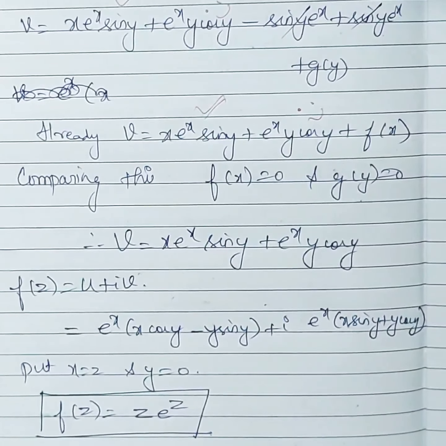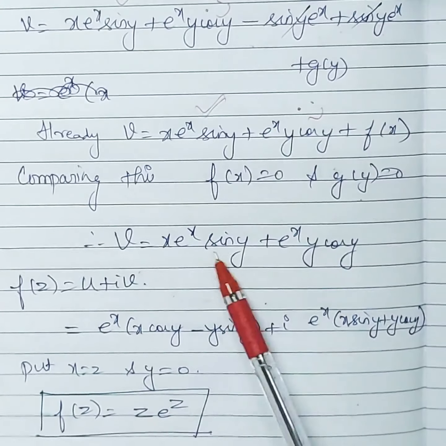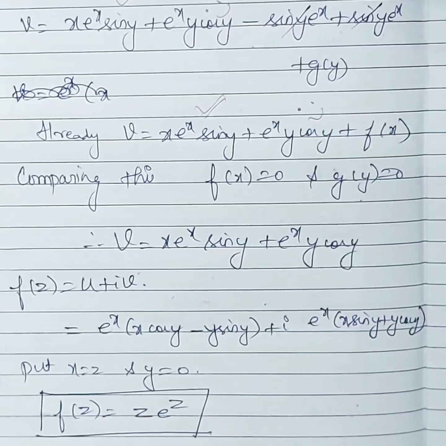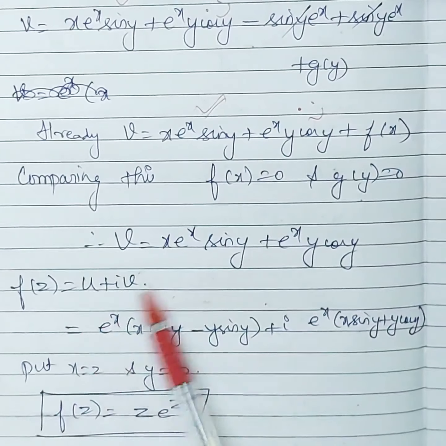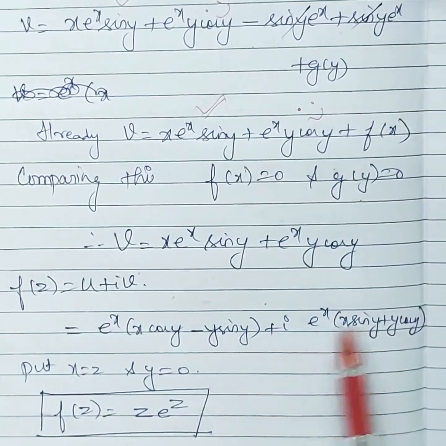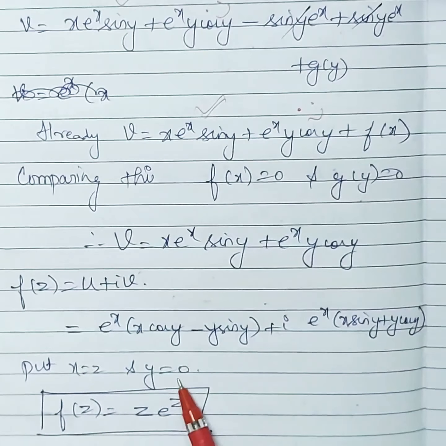So we have decided that f of x is 0, g of y is 0, and this is your final answer, x e power x sin y plus e power x y cos y. So this is the harmonic conjugate. And they ask us to construct the analytic function. This is very easy. u plus iv, you know what is v, just now we got u plus iv, put x as z, y as 0.